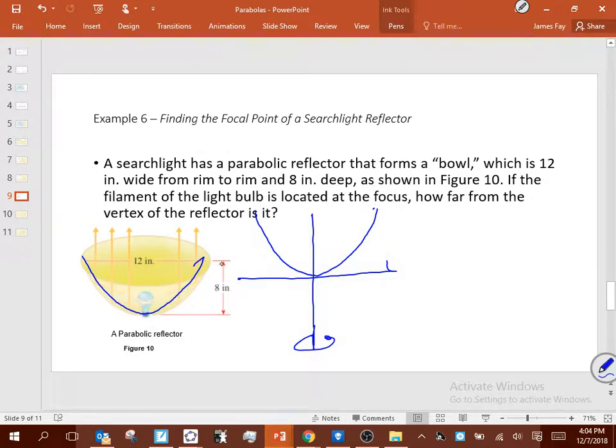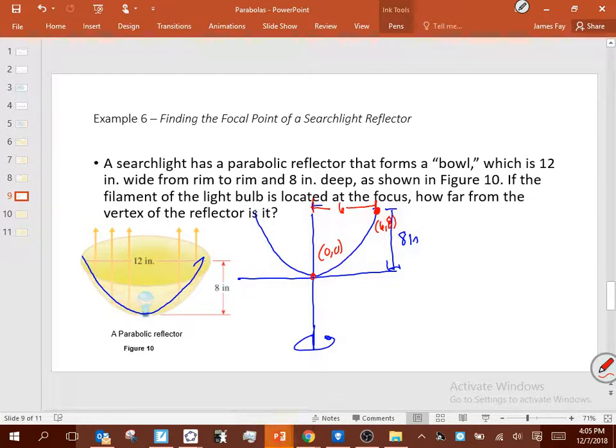But if I think about this, it's telling us it's 8 inches tall. So that right there is 8 inches. From rim to rim, it is 12 inches. So from the axis of symmetry to the rim, that distance there is 6. So what's that do for me? It gives me this ordered pair right there. If I'm in the coordinate plane, that ordered pair is going to be (6, 8): 6 inches this way, 8 inches that way. This is (0, 0).